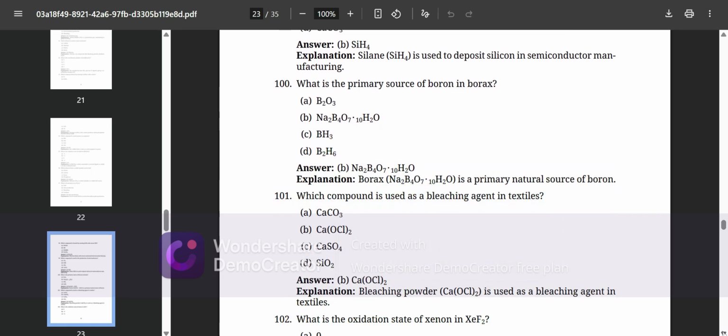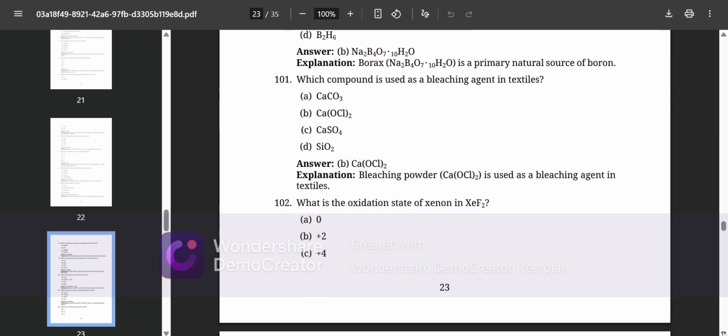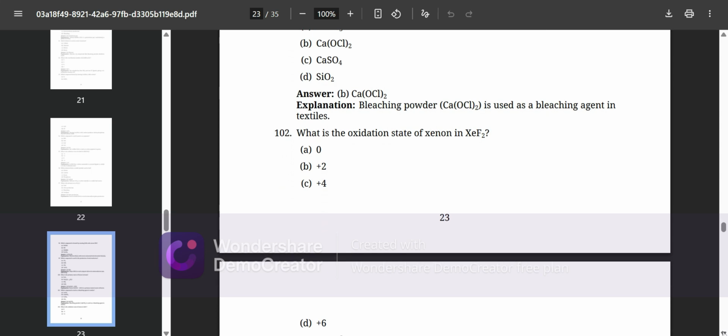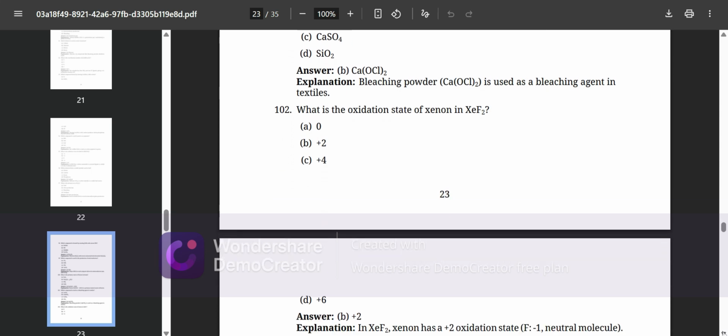What is the primary source of boron? Borax, Na2B4O7·10H2O. Borax is a primary natural source of boron. Which compound is used as a bleaching agent in textiles? CaOCl2, bleaching powder. CaOCl2 is used as a bleaching agent in textiles.